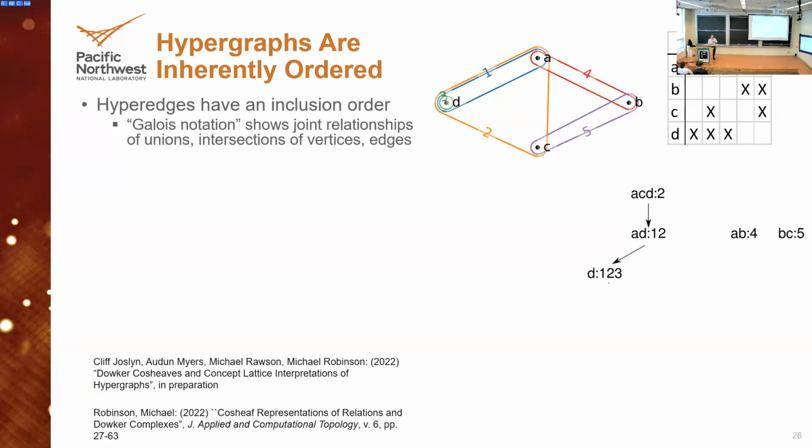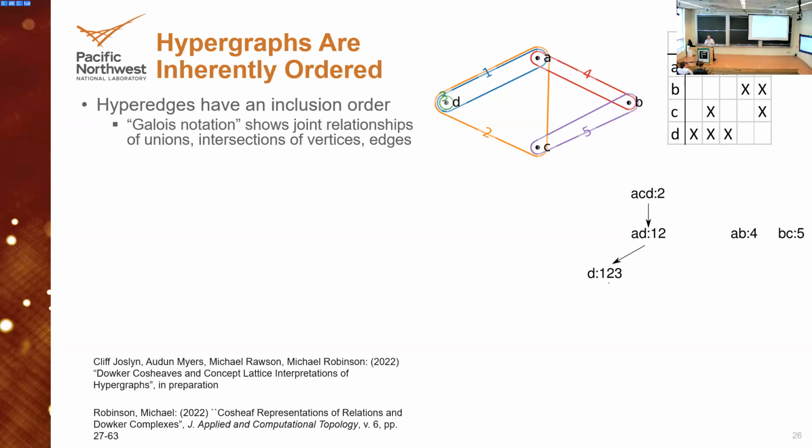This is some new work that we started on, which we think is really sexy and cool, and I'll just show a couple of slides on it. Again, watching my time. As we noted, hypergraphs have this inherent order. I'm showing that same ordered structure a little differently notated on the right. Here I'm using a notation we're calling Galois notation.